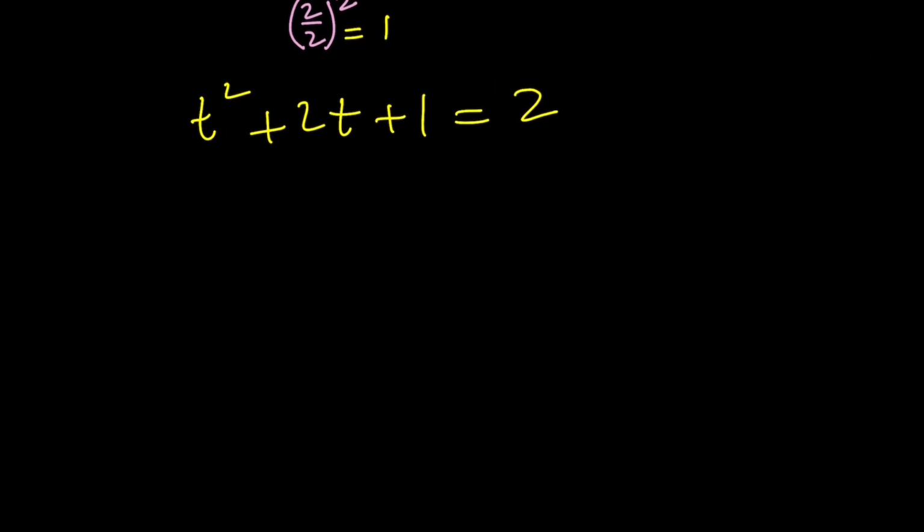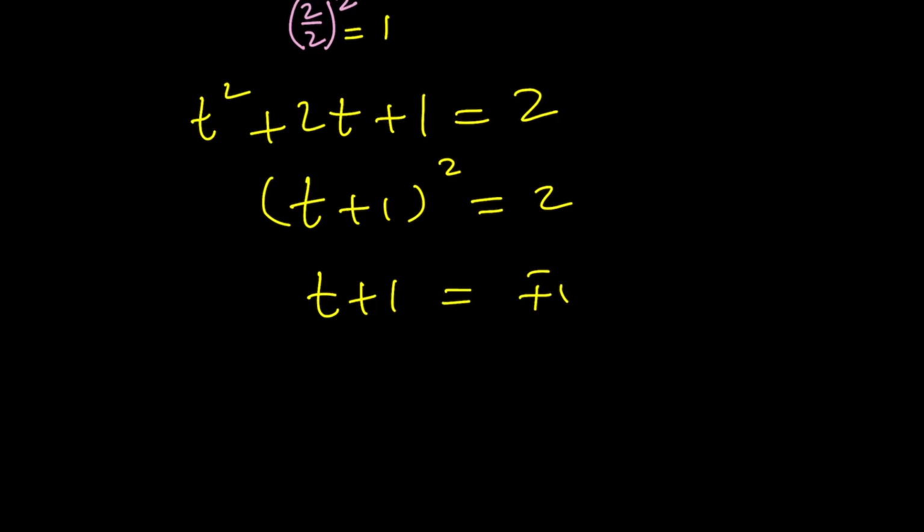Now the left-hand side becomes t plus 1 squared, and now you can take the square roots, easy to solve, plus minus root 2, and then you just subtract 1 from both sides, and you get negative 1 plus minus root 2. Which value am I going to use? There are two values, but the answer should be unique, right?